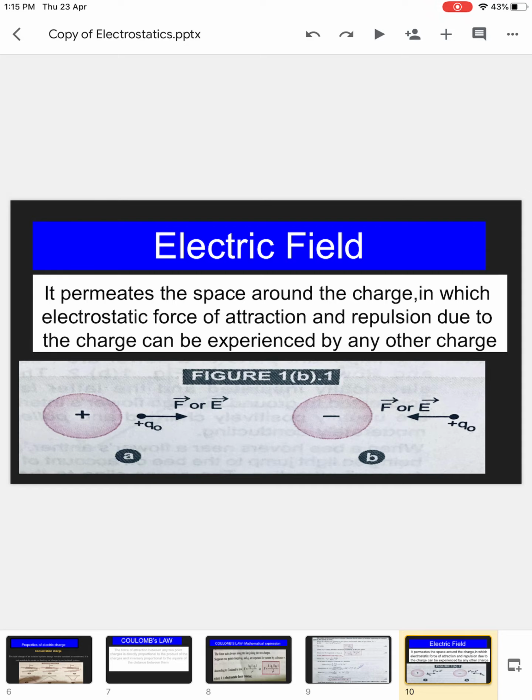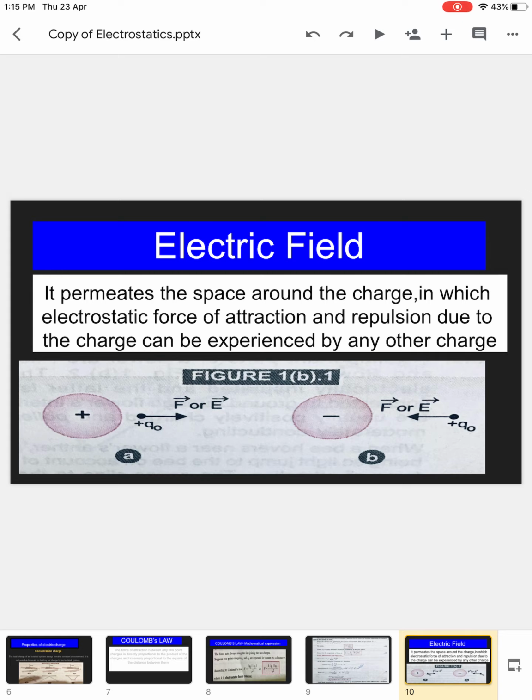If I bring a test charge q naught towards the positive charge, then the test charge will feel some kind of force. As both are positive charges, this bigger positive charge will try to repel the q naught, and the direction of force is towards the right. You can see from the figure. Similarly, if I bring the test charge q naught towards the negative charge, then the negative charge will always try to attract the q naught, and the direction of force is along the negative direction. It is clear from the figure.